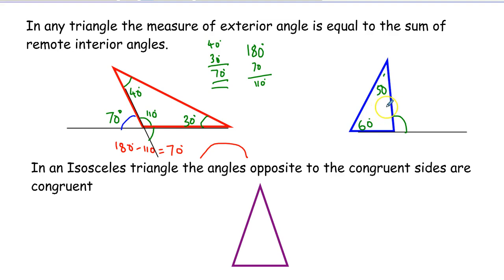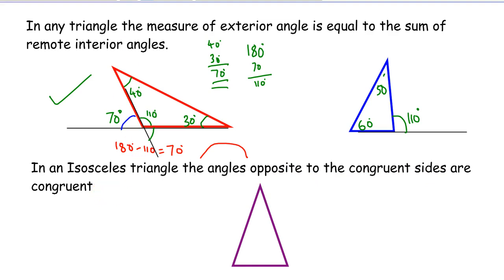Well, now what is 60 plus 50? That is 110 degrees. The exterior angle is equal to the sum of the two remote interior angles, right? That is one thing I have to know in order to prove our theorem there. Now the second thing, in an isosceles triangle, the angles opposite to the congruent sides are congruent.